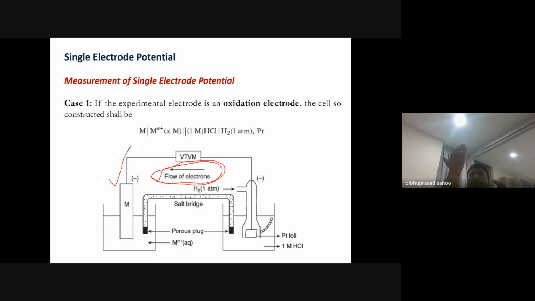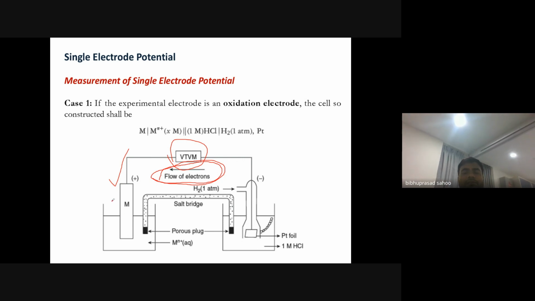Suppose your hydrogen electrode is on the right side and the left side is your unknown electrode. You have connected them. Don't look at the diagram. Then you have seen current is flowing from your hydrogen electrode to your unknown electrode. That means your unknown electrode becomes the anode and your hydrogen electrode will become the cathode. Now you find out your E cell. There is this VTVM, which will give you the V cell. What is the output of the cell? The output of the cell will give you the electrode potential of the unknown electrode.